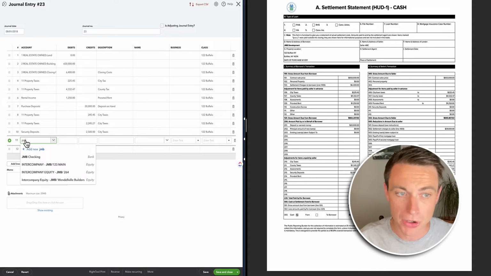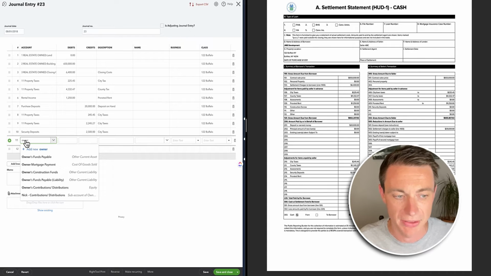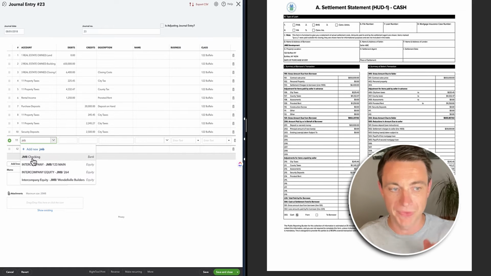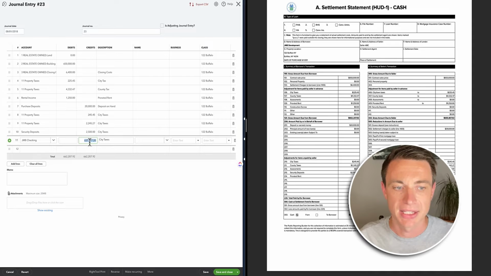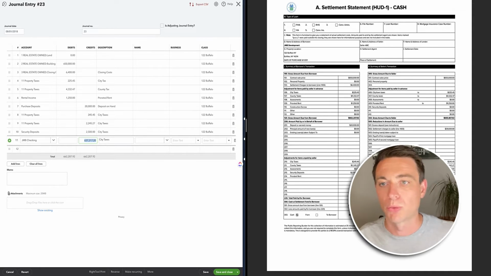If it came from you personally or from your client personally, that's gonna be more something like owner's investment, contributions, distributions. Let's say it came from the business bank account. I'm gonna pull up my JMB checking, and I love this part here. As soon as I click this, QuickBooks is gonna guess 637,217.20, and guess what? It's a perfect match with what I have here on my settlement statement for 122 Buffalo.